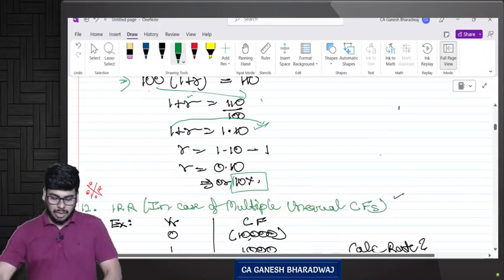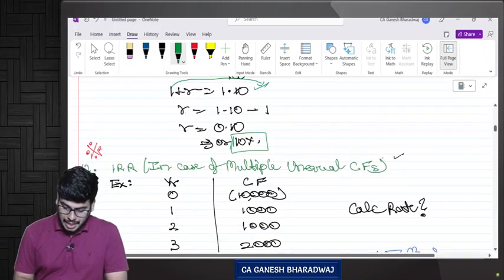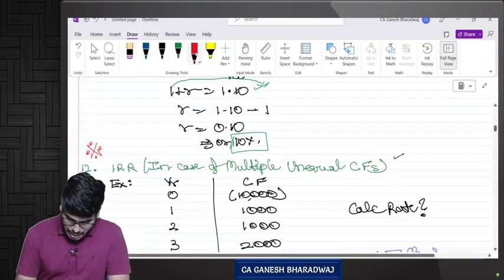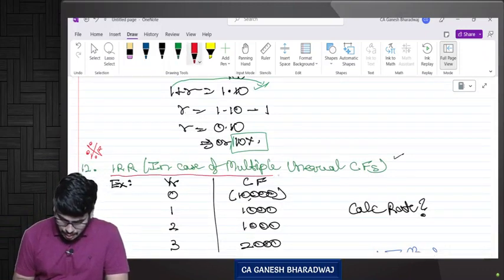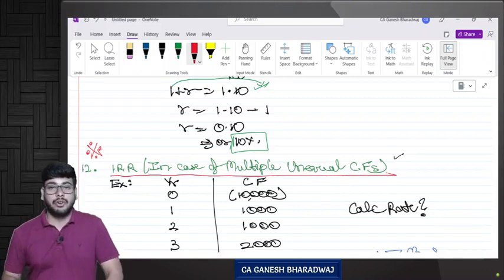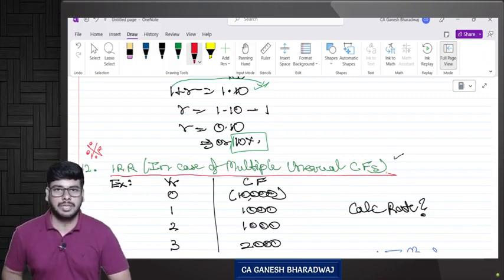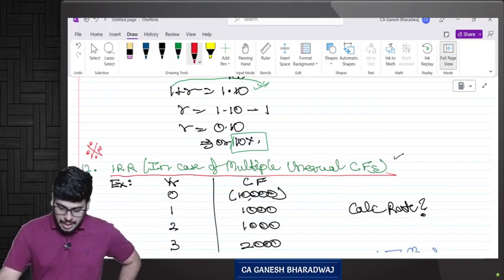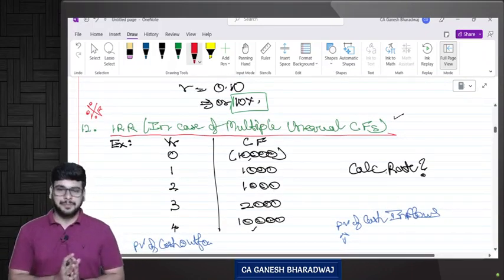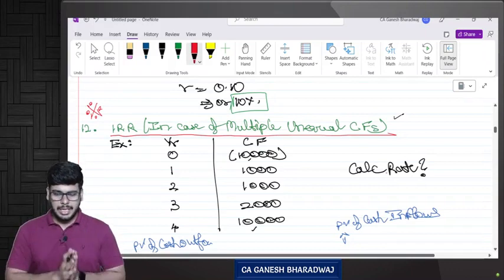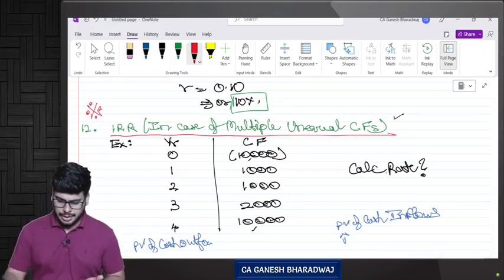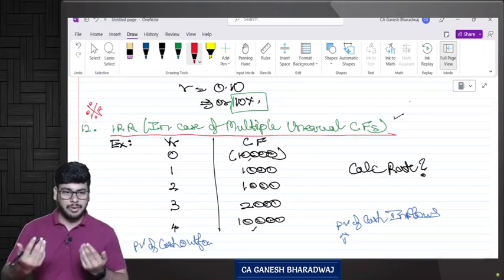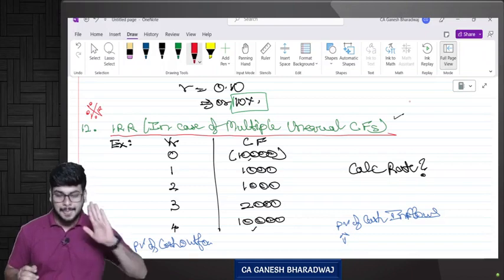Let's move to the next concept, which is IRR in case of multiple unequal cash flows. Right? Fine. Now, you just patiently listen to this. All this working, whatever I'm writing down here, will be provided to you. So don't worry about it.